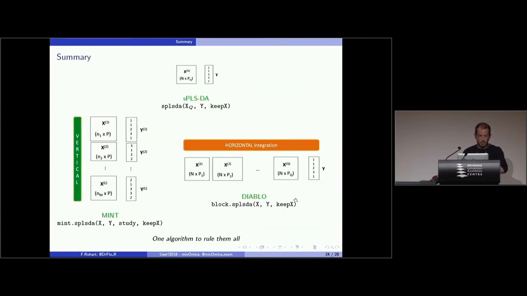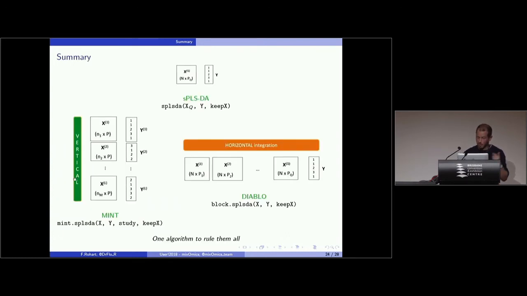All right, a quick summary of what I've talked about. When you have just one type of data, you do sPLS-DA in mixOmics. When you have different independent studies you want to integrate on the same type of variable, you do a vertical integration with MINT. When you have different types of data on the same individuals, you can do a horizontal integration with DIABLO.